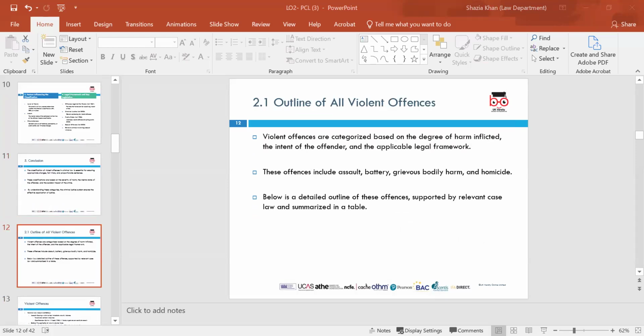2.1 Outline of all violent offences. Violent crimes include any act that physically harms or threatens another person. These include things like weapons or clear intent to cause harm. It could be things like assault, battery, GBH. It could be homicide.